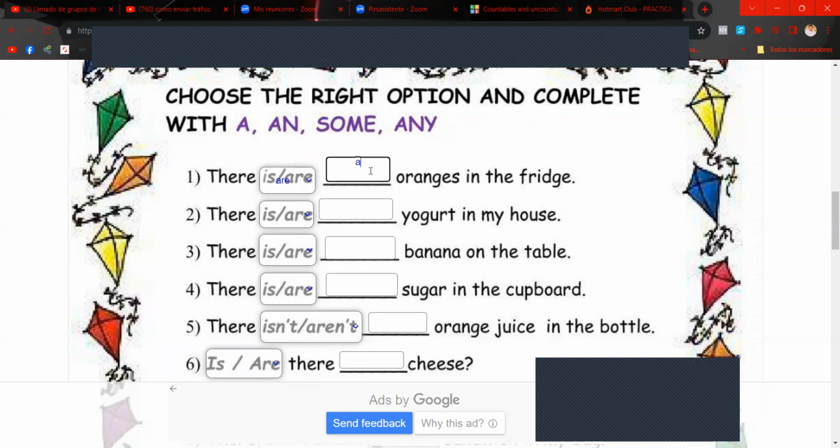Mi querido alumno, ¿por qué tendría que poner a? A o an se usan cuando hablo de uno, y some y any cuando hablo de varios o de incontables, ¿se acuerdan? Entonces, any. Pero ¿por qué voy a poner any si any es para negar o para preguntar? ¿No les he dicho, chicos?